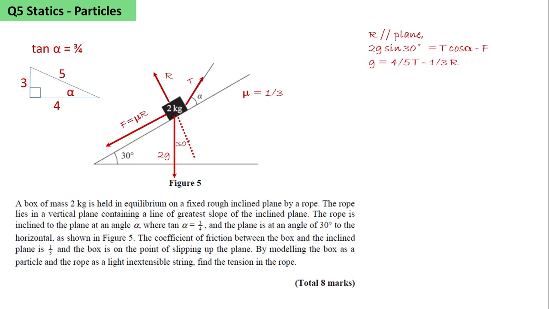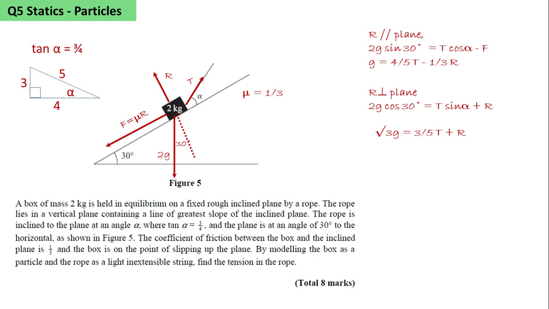Now resolving perpendicular to the plane, 2g cos 30 is the component of the weight perpendicular to the plane, and this will equal T sine alpha plus the reaction R. We substitute cos 30 as √3/2, we substitute 3/5 for sine alpha, and we get a second equation.